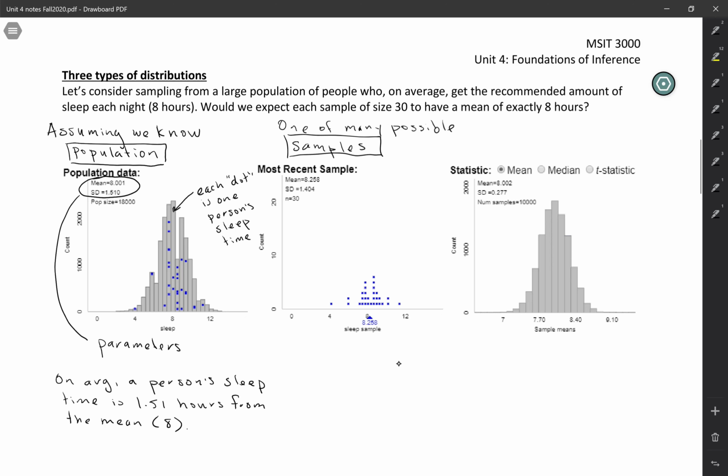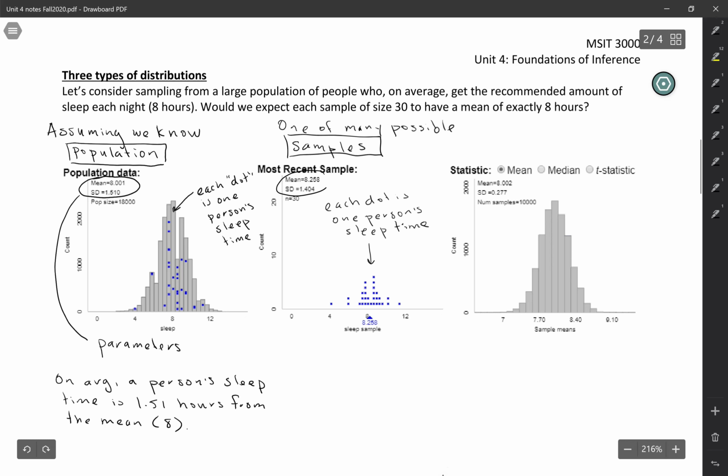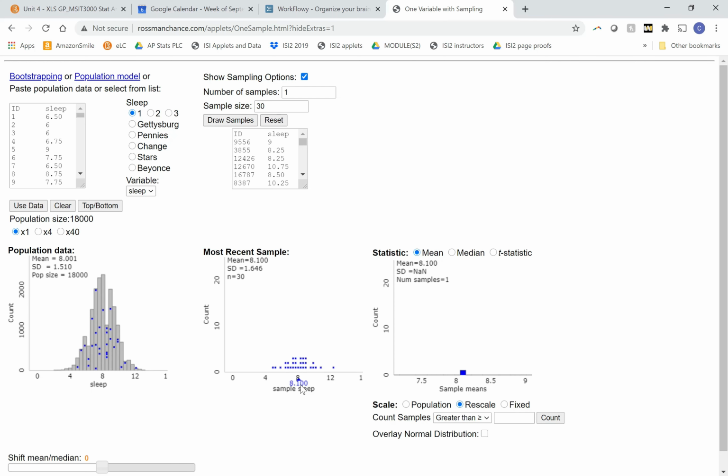In the applet, we saw a different one. So again, in this distribution, each dot is still one person's sleep time. So they represent the same thing. It's just that here we're looking at a subset of the population, just these 30 people that have been selected. We also have numerical values to summarize the sample. These aren't called parameters, these are called statistics. In the third graph, we're taking the sample mean that we got from this one sample, so like here we have 8.1, and we're plotting that sample mean.